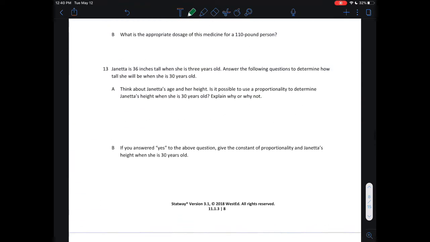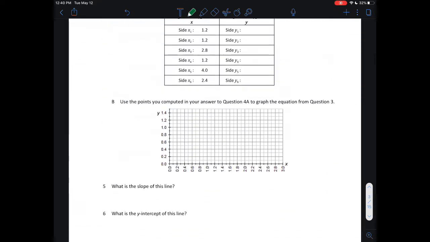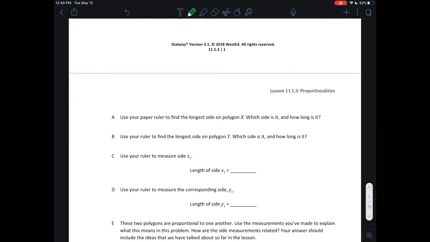So up on number 2, part A, I'm going to say that the longest side on polygon X is the side X with a subscript 5, and it is about 4 inches long.